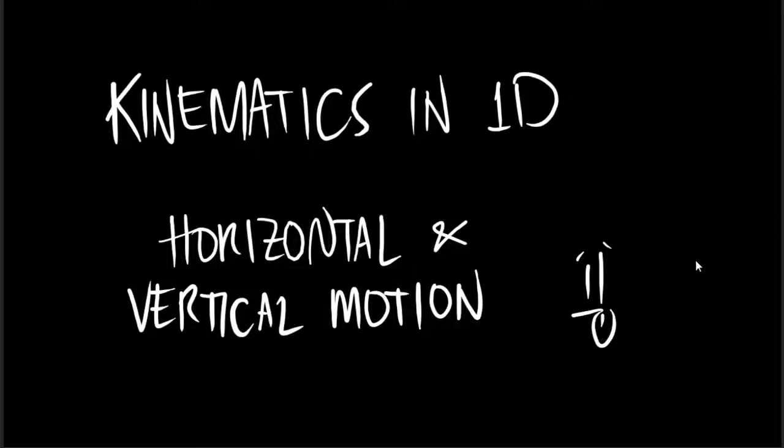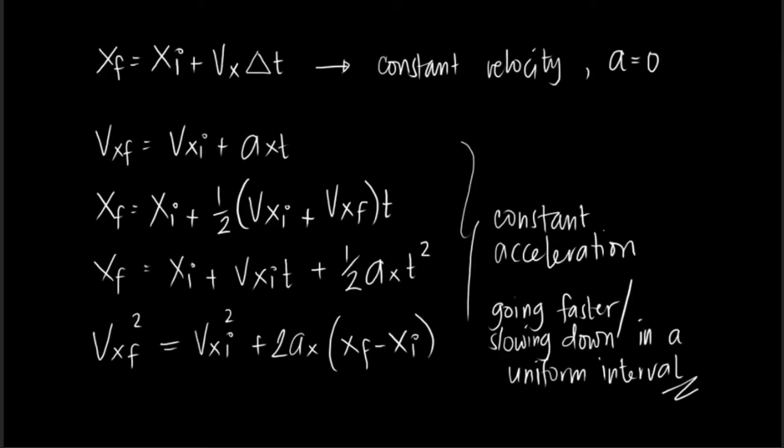Okay, so kinematics in one dimension, horizontal and vertical motion. We have other videos that talk about kinematics in one dimension on our channel, but these are the two examples that we solved in our class last Tuesday. Again, one by one, for horizontal and vertical motion. Just to remind you, these are the formulas that we use.